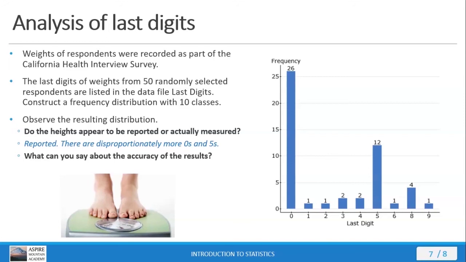Well, given the evidence that we have here that suggests a bias in the data set, it's not likely that these data are very accurate. So next time, whoever did this data collection should actually measure people instead of asking them about their weight.